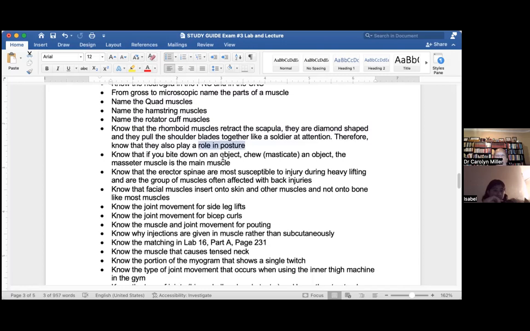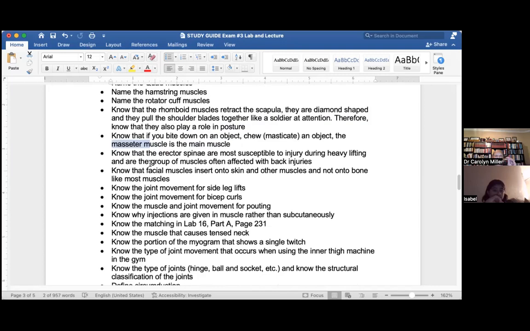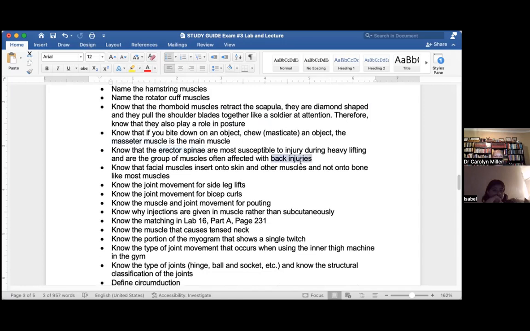Know that if you bite down on an object, chew, or masticate an object, the masseter muscle is the main muscle. I named the other muscles involved in chewing, but the masseter is the main muscle. Know that the erector spinae is that group of 3 muscles that is most susceptible to injury during heavy lifting, and that's what we see a lot in the ER with back injuries.